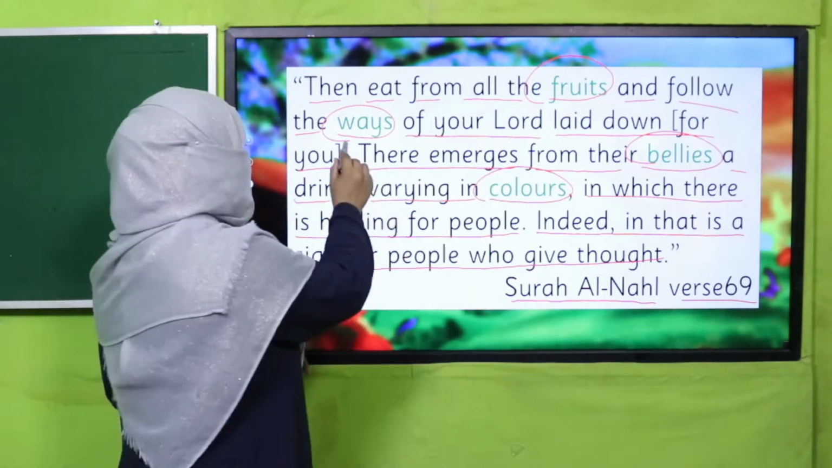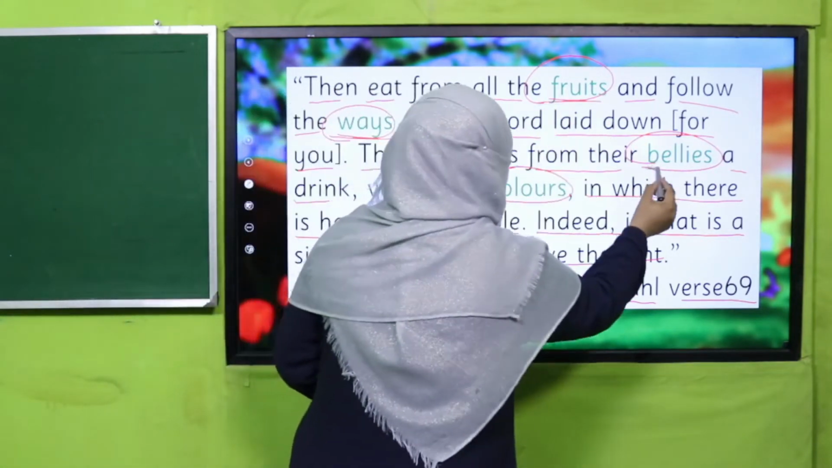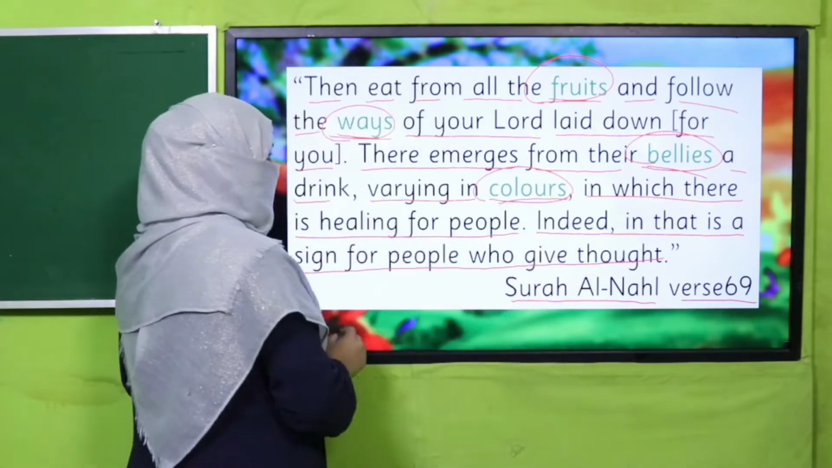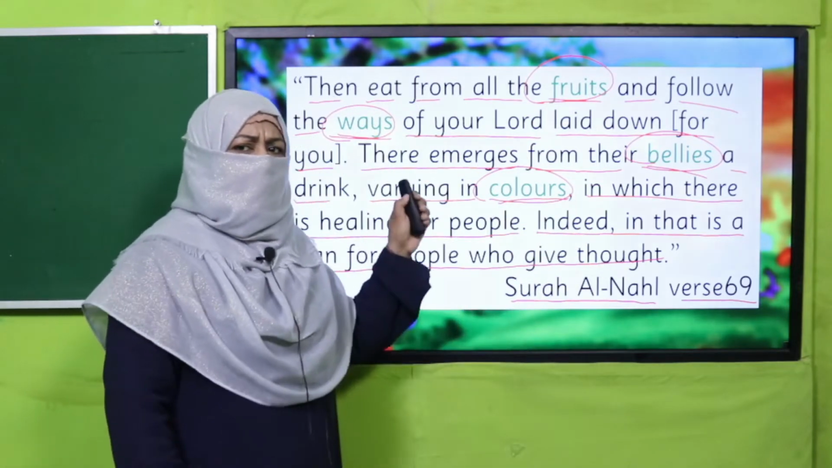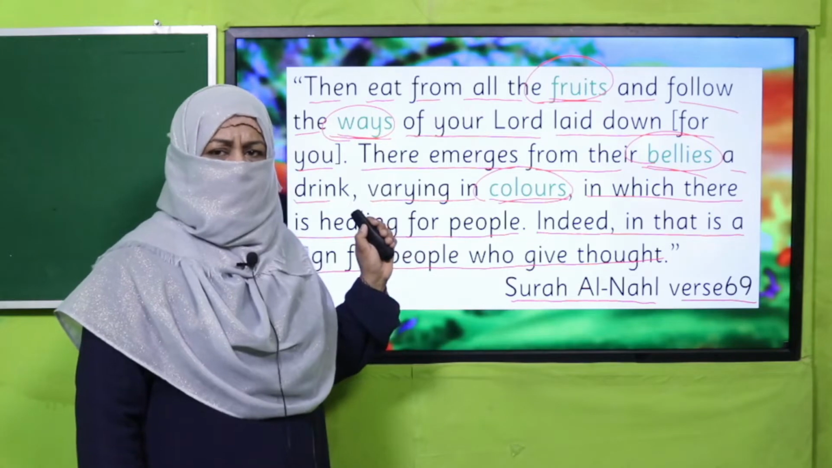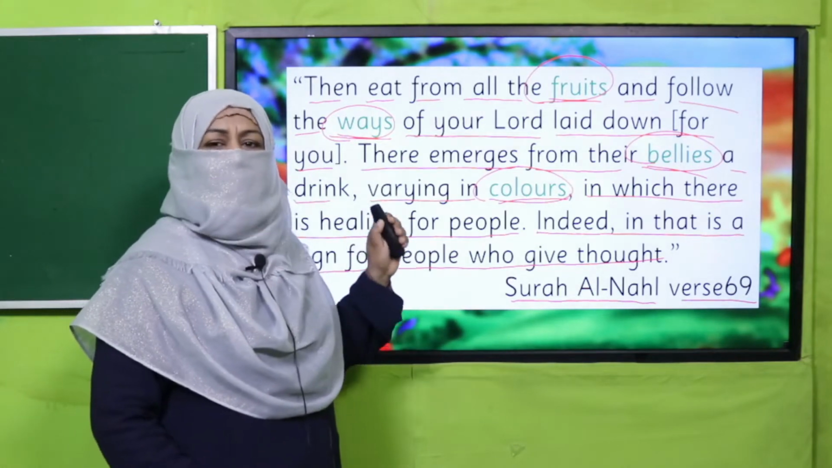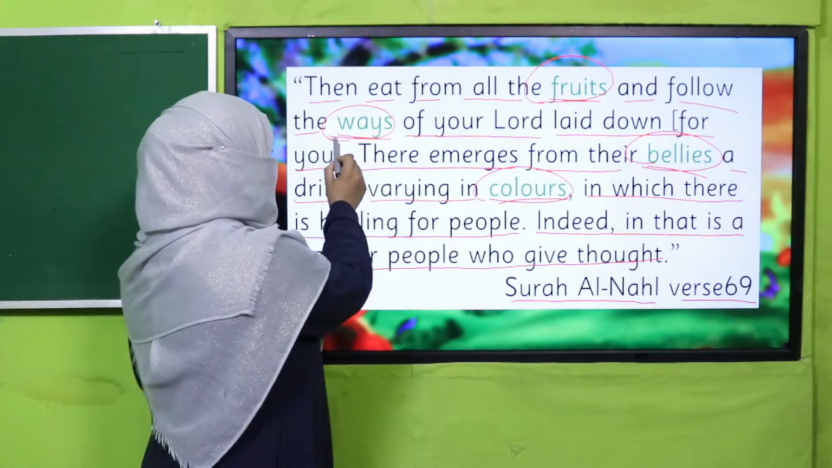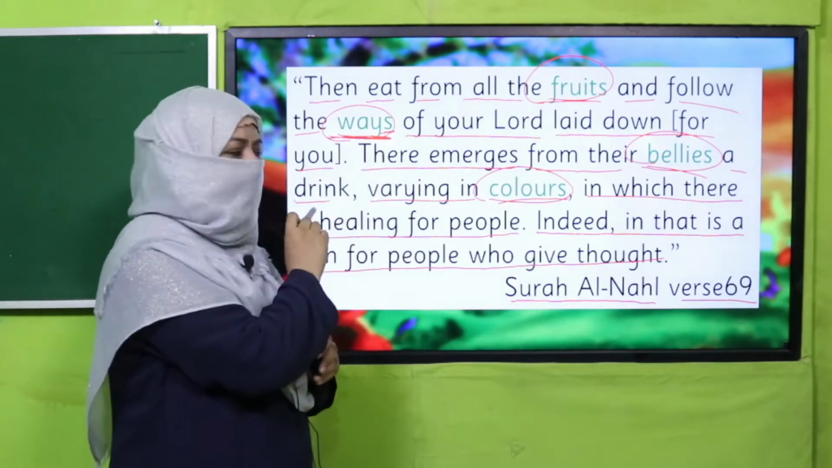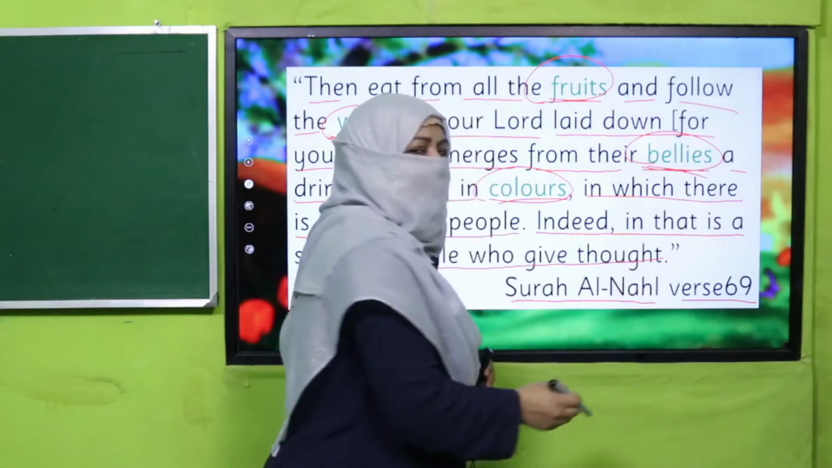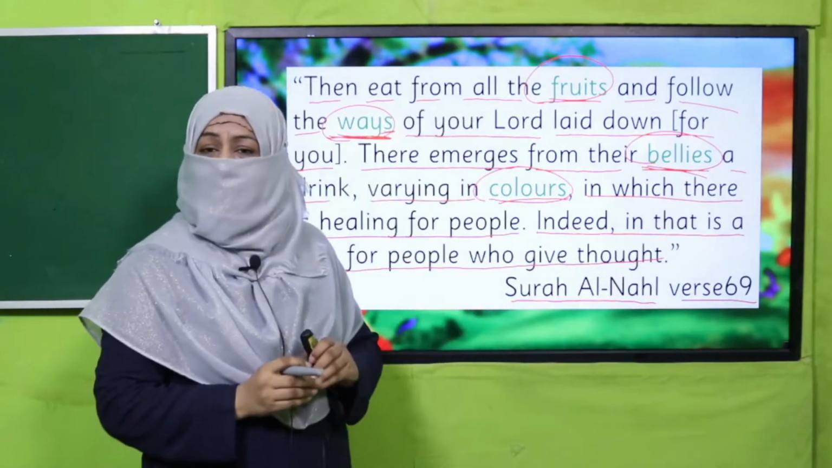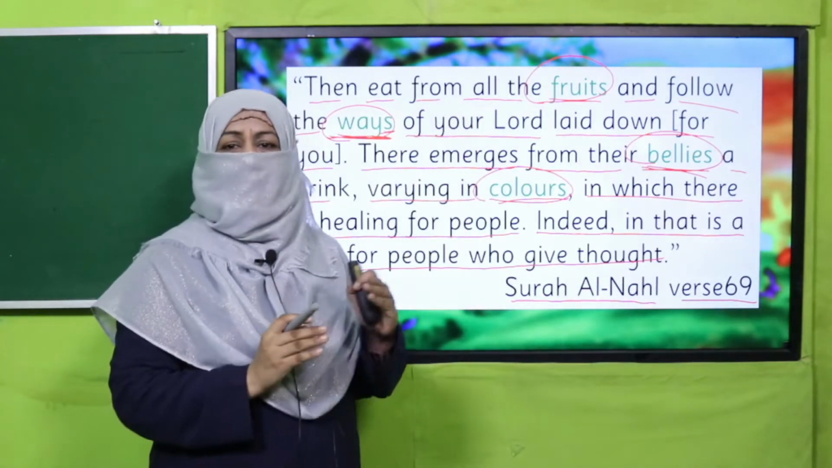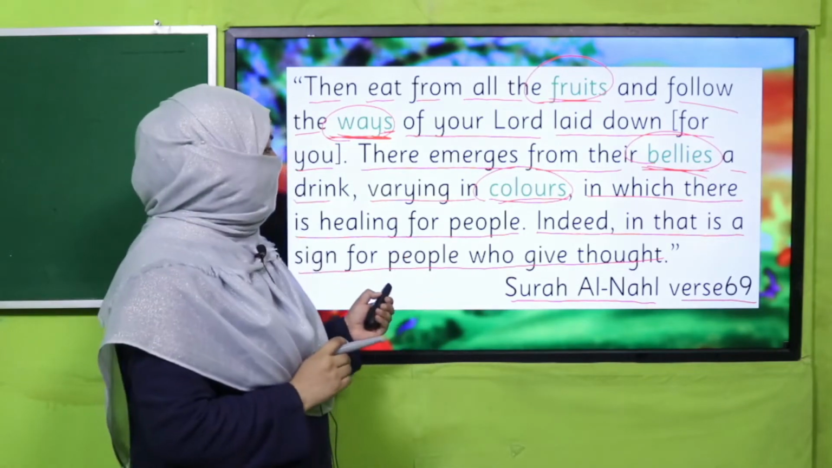Now look at these words: ways, fruits, bellies, colors. Can you point out why I have given them different colors? What are they? Yes, they all are plural nouns, and we have made them plural in different ways. Ways by adding s, bellies is a different rule. So there are different rules for making singular and plural. Okay, so let's recall a few of them.